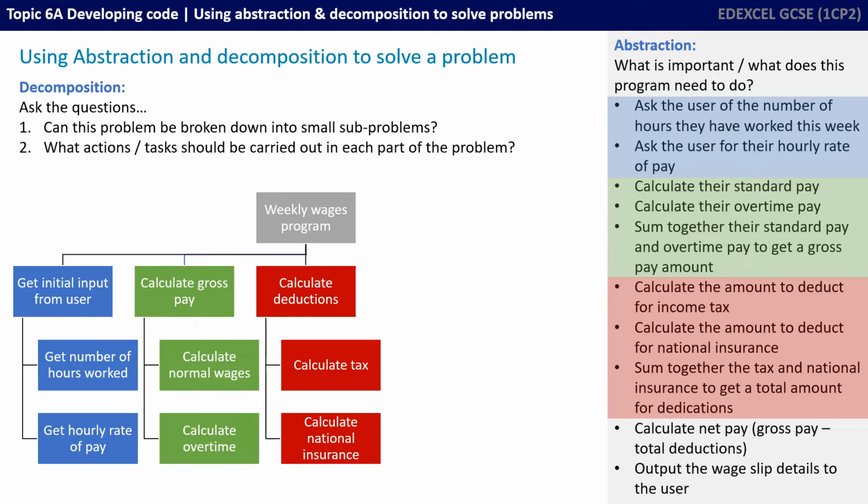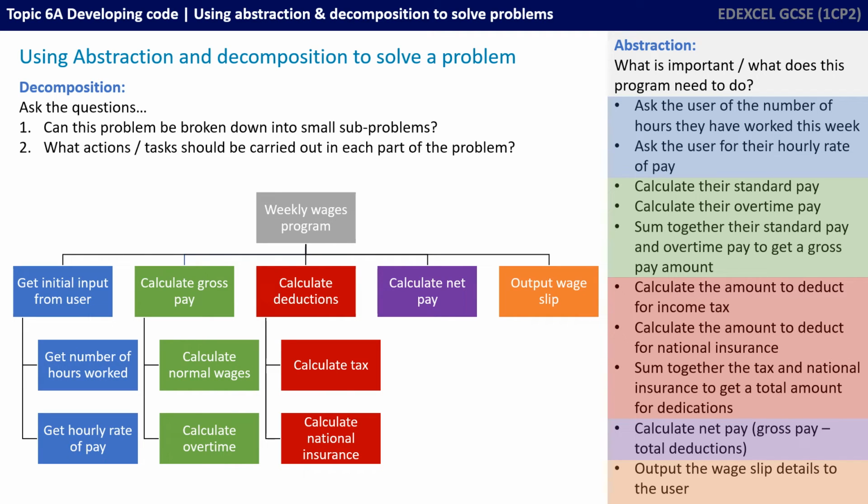In a similar fashion, we can break down the program to calculate the tax, the national insurance, and sum those two values together to get the total deductions. A part of our program will have to calculate the net pay. And obviously we're going to have to output the wage slip. Now it should be noticed this isn't necessarily the only way you could break down this problem. There are often many different valid solutions and ways you can tackle and break down a problem using decomposition, but this would certainly be a valid way of approaching it.